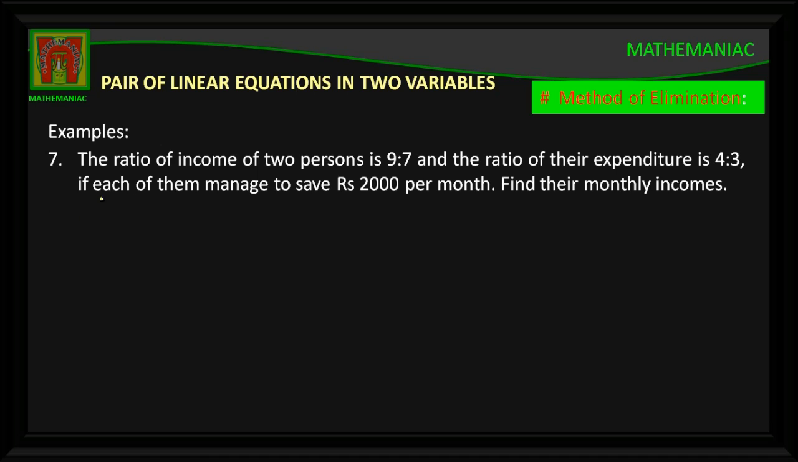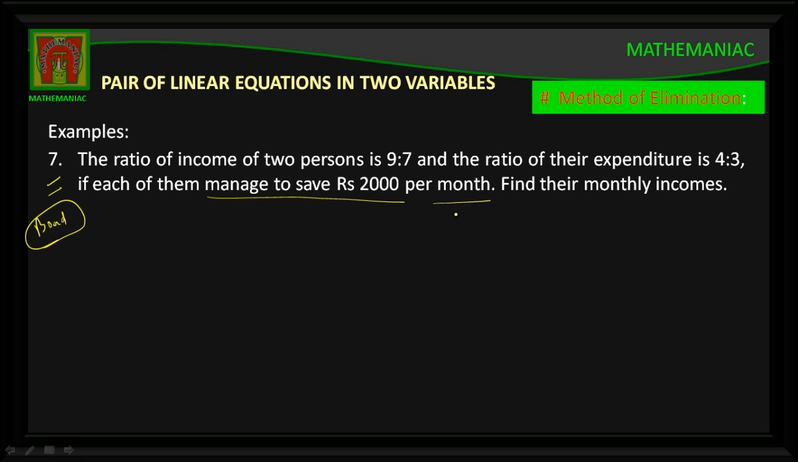Okay, another important problem. This is a board problem. Already in board it came. I think it came in the Delhi board. The ratio of income of two persons is 9:7. The ratio of their expenditure is 4:3. If each of them manages to save rupees 2000 per month, find their monthly incomes.